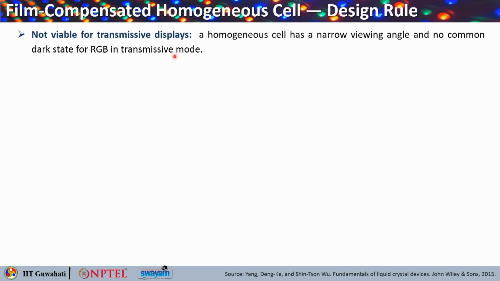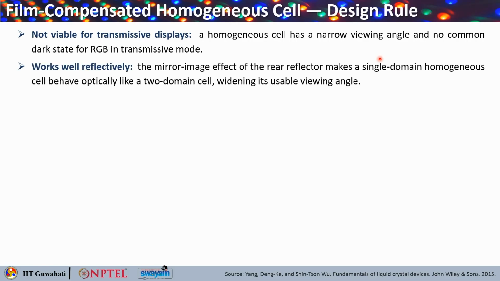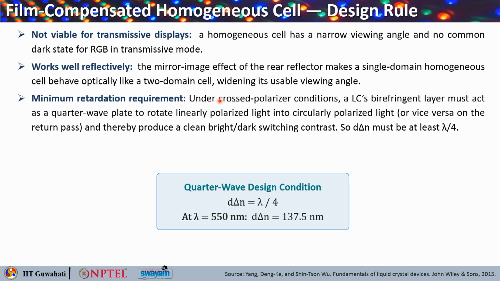So, what you see here is that the film compensated homogeneous cell is not viable for transmissive displays, because a homogeneous cell has a narrow viewing angle and no common dark state for R, G and B in the transmissive mode. However, it works very well in the reflective mode, because the mirror image effect of the rear reflector basically makes a single domain homogeneous cell behave optically like a two domain cell. So, that basically widens the usable viewing angle.